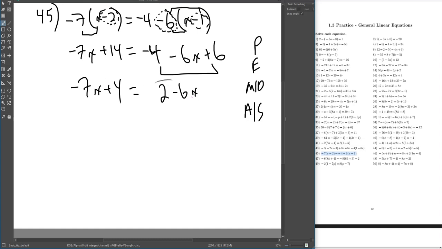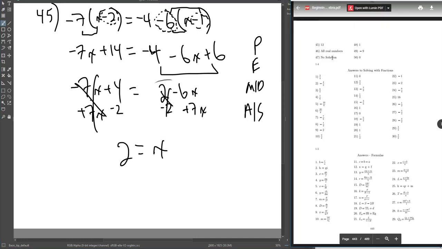Okay, let's move the x's from here to here. So if I want to get rid of this 7x, I add 7x. Let's add 7x. And here, same thing. So this disappears. I'll move this to that side. So minus 2, this disappears. 4 minus 2 equals 2. Minus 6 plus 7 equals x. Just one x, right? Is that the answer? 45, 12. What did I do wrong?